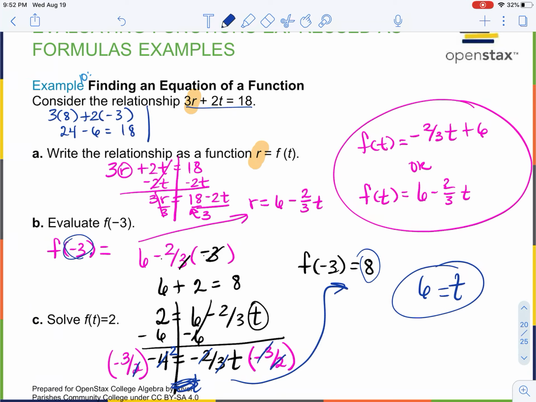And then let's look at the last one. We have the numbers 6 for the t and 2 for the f of t, so for the r. So 3 times 2 plus 2 times 6. 3 times 2 is 6. 2 times 6 is 12. 6 and 12 is 18. So yay, we got all the parts right.